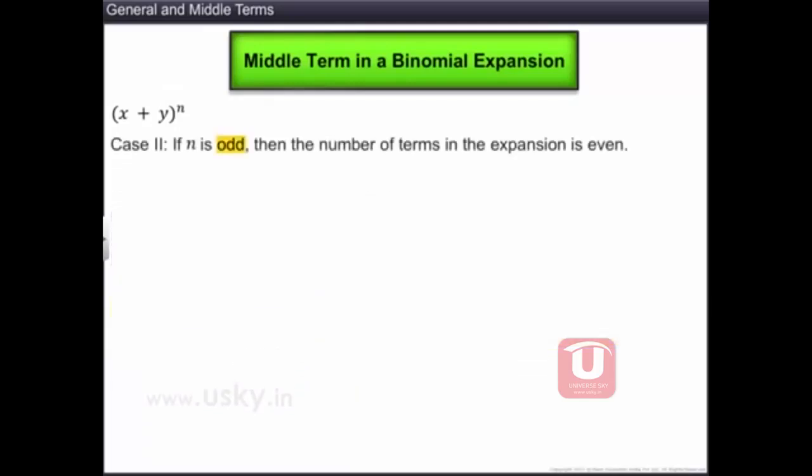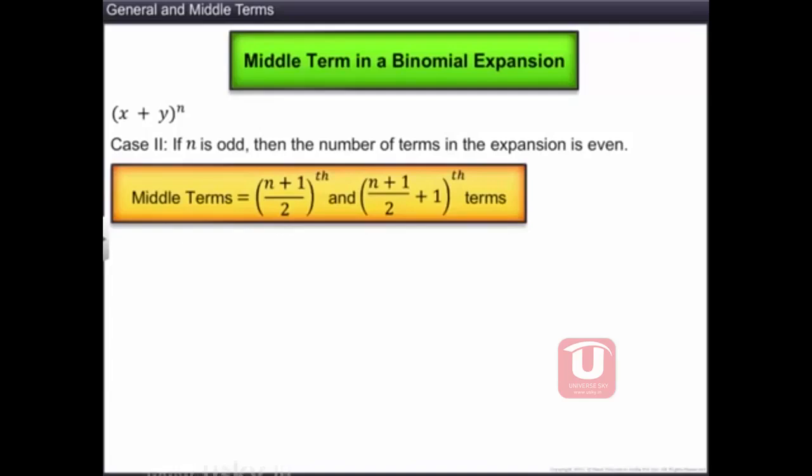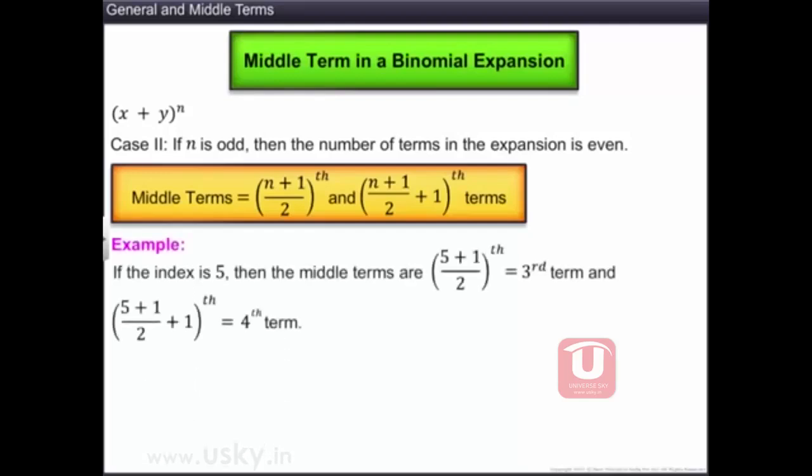If n is odd, n + 1 is even. That is, the number of terms in the expansion is n + 1, which is even. In this case, the expansion will have two middle terms. The two middle terms are the ((n+1)/2)th term and the ((n+1)/2 + 1)th term. For example, if the index is 5, then there will be 6 terms in the expansion, and the middle terms will be the 3rd and the 4th terms.